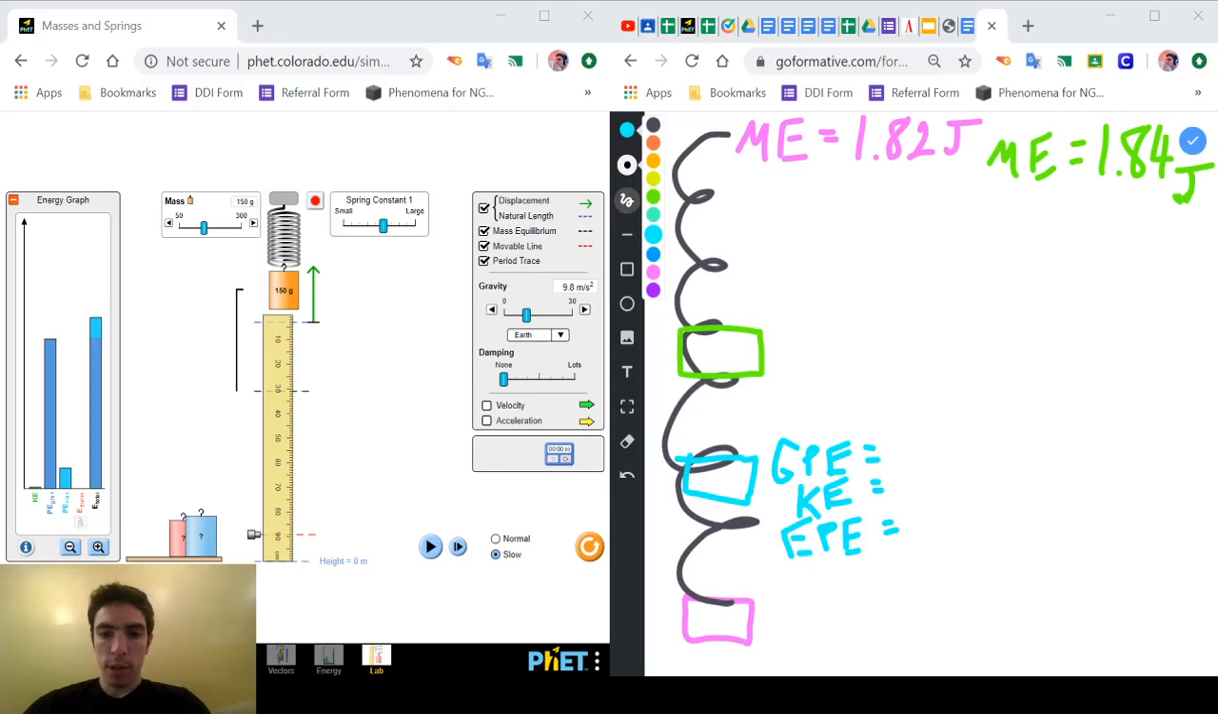Alright, so we're wrapping up our beginning of the week's work, and we're doing that by looking at this sort of intermediate point right at the mass equilibrium during this oscillation. So we've already gotten our mechanical energy at this bottom point, about 1.82 joules, and then our mechanical energy at that top point, about 1.84 joules.